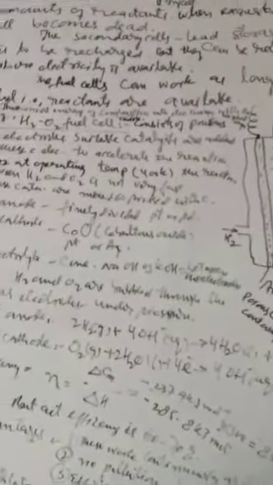Then we have secondary cells. For example, we have the lead storage cell, which is used in our cars and inverters, and they need to be recharged at regular intervals so that they continue for a longer time. But they can only be recharged while electricity is available. If you have no electricity, how can you recharge them? And they also become unusable.